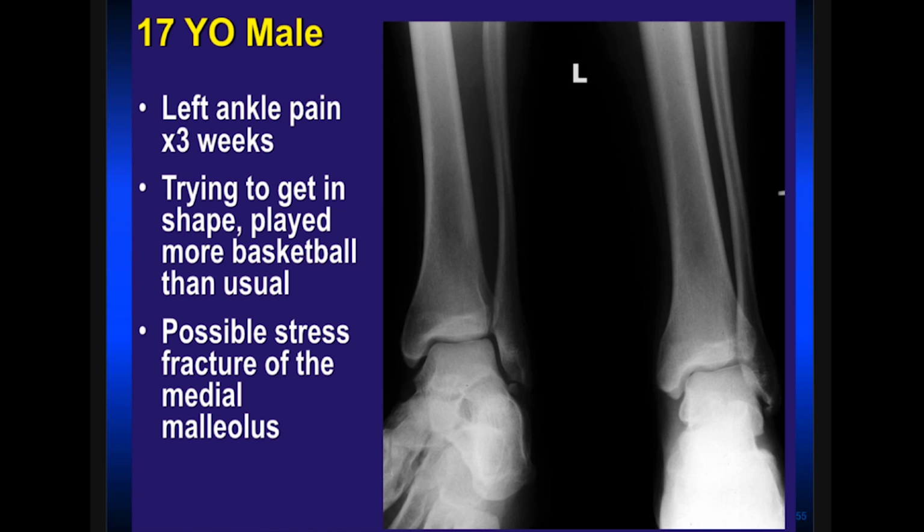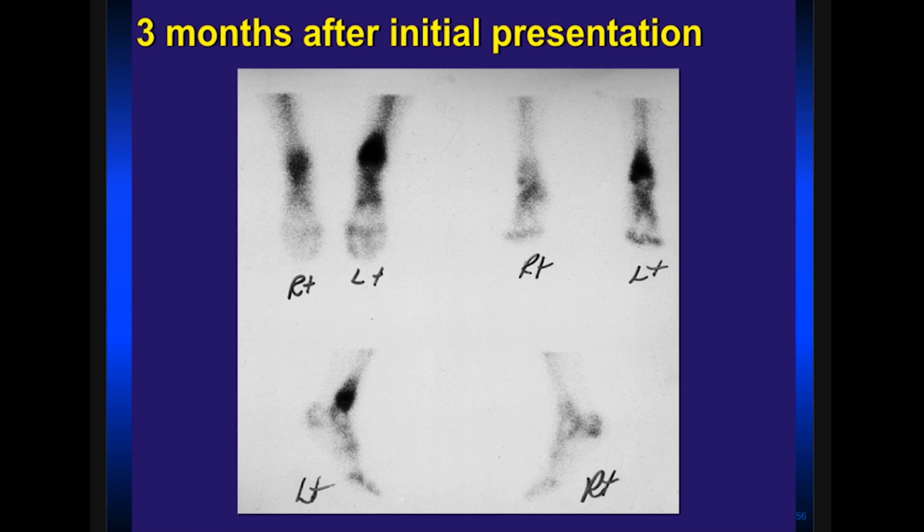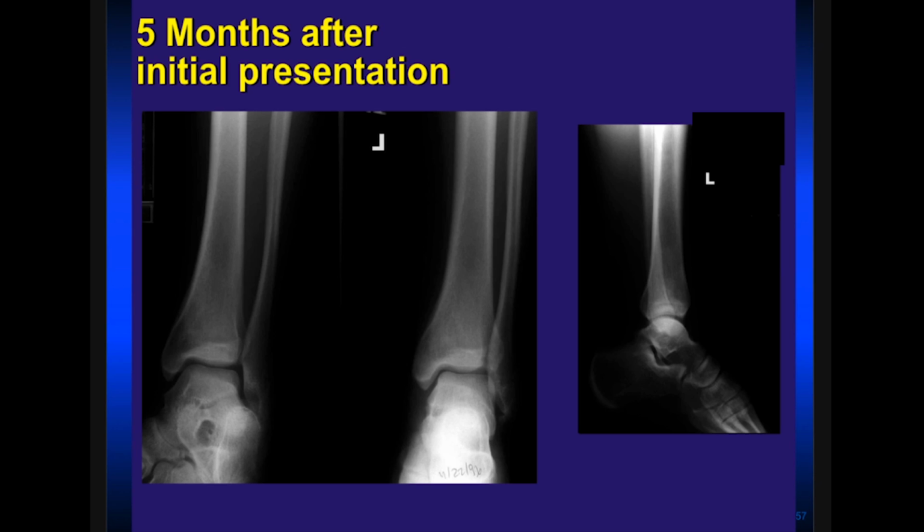He didn't come back initially, but when he did come back at 3 months, he still had pain, so we did a bone scan. And you can see here where there is intense increased activity in this bone scan of his left ankle diffusely. He was lost again. 5 months after his original presentation, he has a permeative radiolucency of his medial malleolus. There's a little periosteal reaction here. This is what we're concerned about.